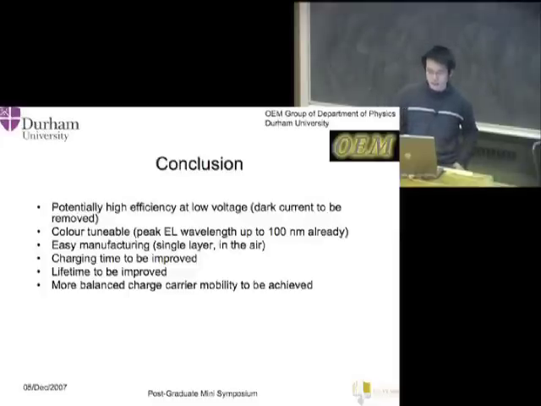So here comes the conclusion. This has the potentially high efficiency at low voltage. Maybe it can go as low as 3 volts or less. But this dark current we have to remove to make the efficiency high. And also it's color tunable, because you see we can do a lot of things in these ligands or put something here, to affect the spectrum, the EL.